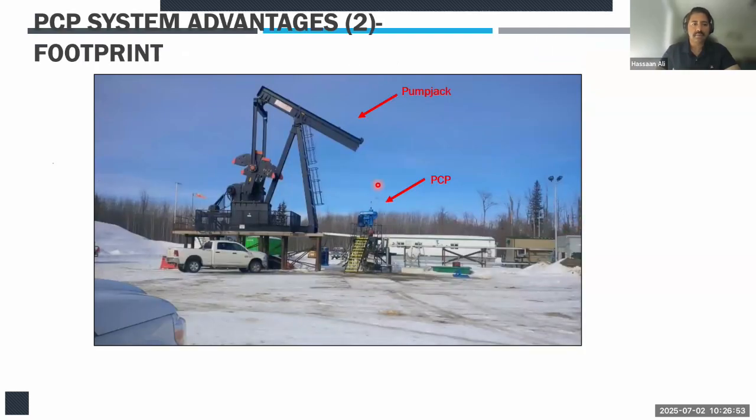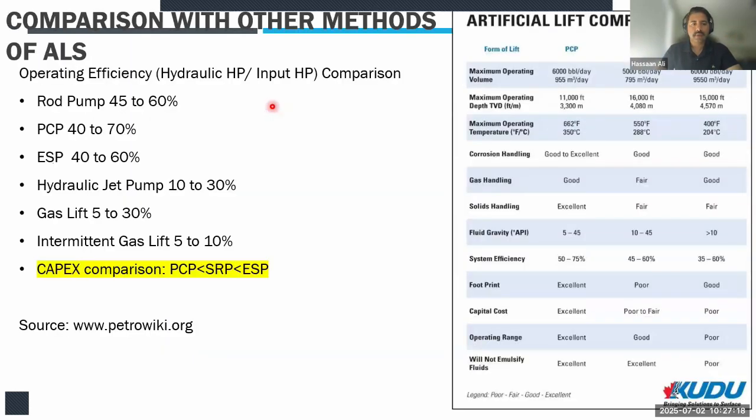They take very little space. So this is a system comparison between a comparable PCP and a pump jack. You can see that to get similar cubic meters of fluid per day, your PCP system is much, much smaller compared to a pump jack. To get the same performance, you would need a pump jack which is this big compared to the PCP, which is really, really compact and small.